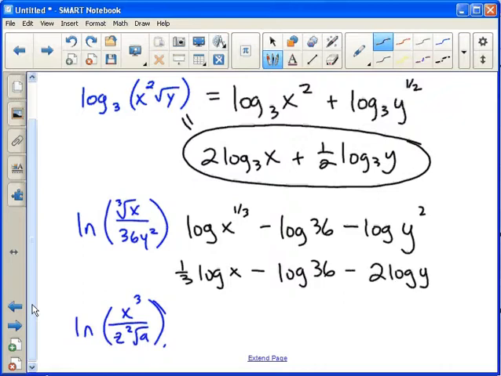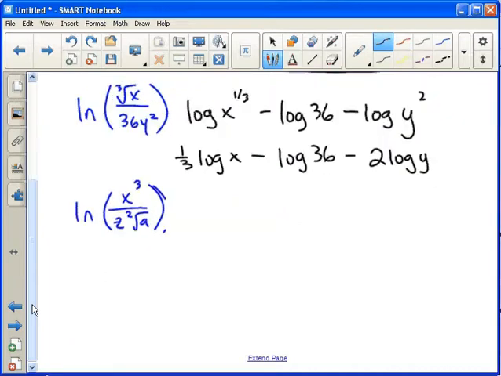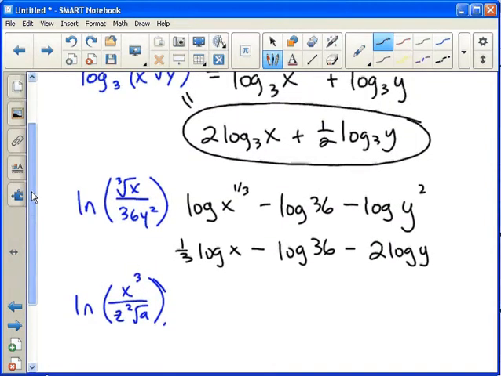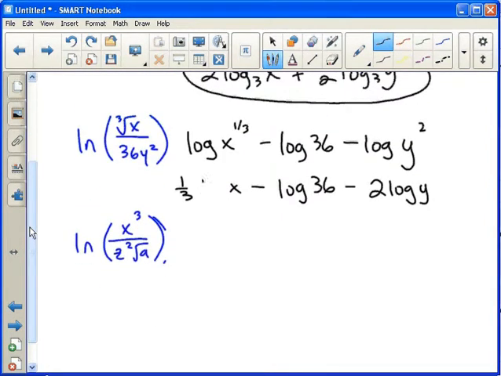Okay, final example. Natural log. Oh, I'm sorry, I shouldn't have changed those to logs. They were natural logs. These properties do work for all logs, but you can't just arbitrarily change them. That was just an oversight on my part. There we go. Okay, so make sure whatever kind of log you start with, that's what you stick with.